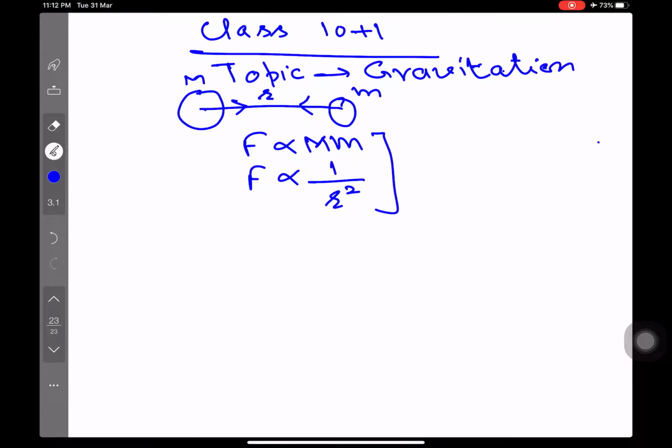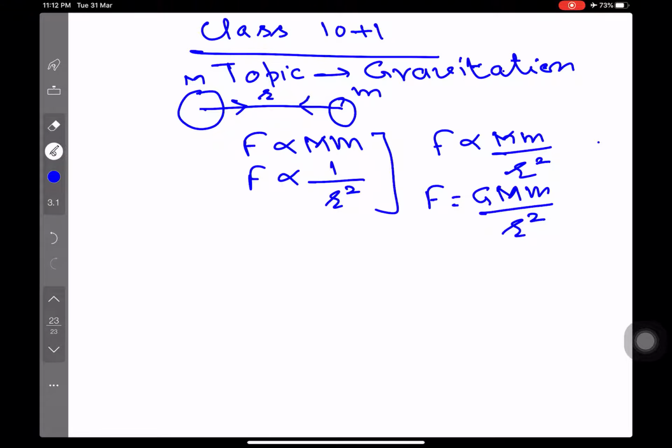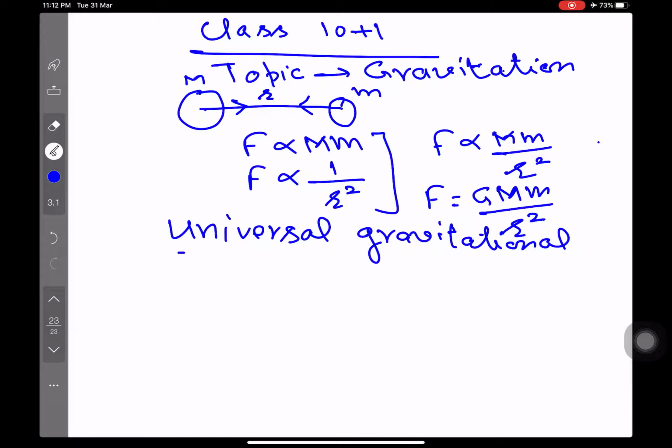Combining these two factors, we get F proportional to capital M into small m over r square, or you can say that F equal to capital G into capital M into small m over r square, where capital G is the constant of proportionality and is known as the universal gravitational constant. The word universal is added to this constant because its value is the same at all places in this universe.